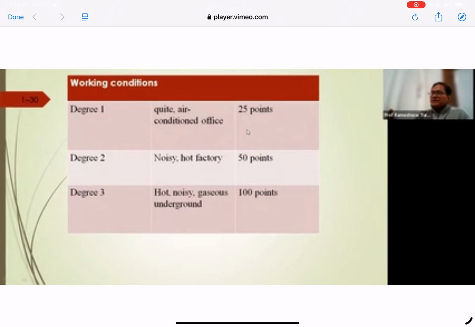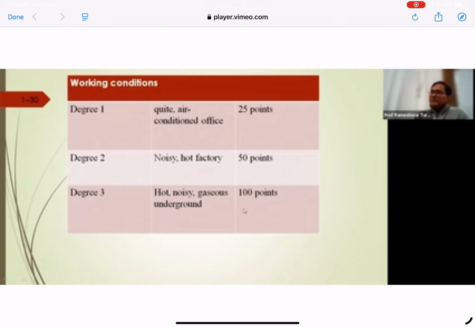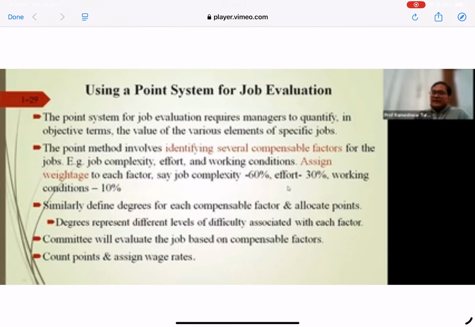Once you know the job, say an account manager job, the account managers are sitting in an office, then we know that, okay, 25 points for that job. Suppose there is a job of, say, supervisor in a factory. We know that the supervisor has to be present in the factory setting. So he is not always sitting in AC; factory setting, 50 points. The supervisors who are doing jobs in underground mines, for them it will be 100 points. And then similarly, we will calculate 100 points for job complexity and effort that will be defined. And then based on that, points will be there.